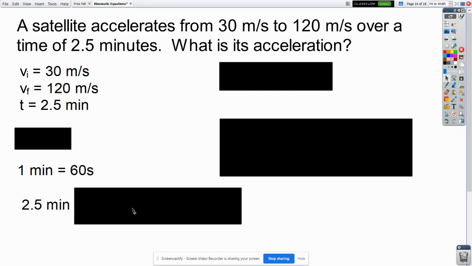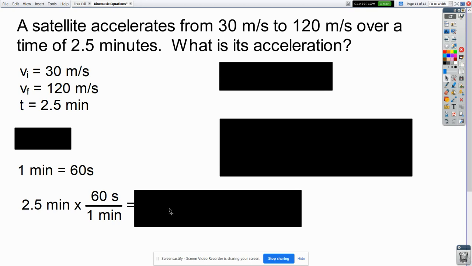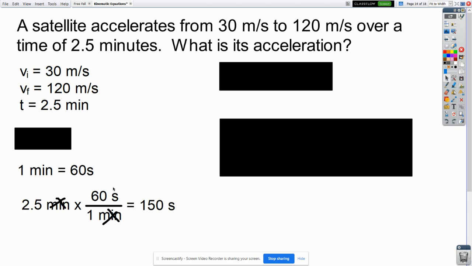Start with what I'm given. 2.5 minutes, times and then a fraction bar. So you know there's a fraction bar under here. I'm starting with minutes, so I'll put the 1 minute on the bottom. I'll put the 60 seconds on top. And again, that's all for unit cancellation. I need these minutes to cancel out. The 60 is on top, so I multiply by it. 2.5 times 60 is 150. Only unit left is seconds. So now all of these things will match. I will not use that number. I'll use the 150 seconds instead.